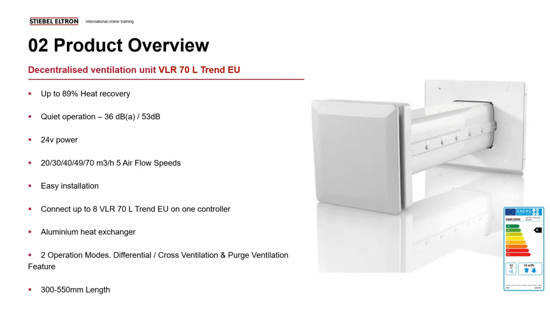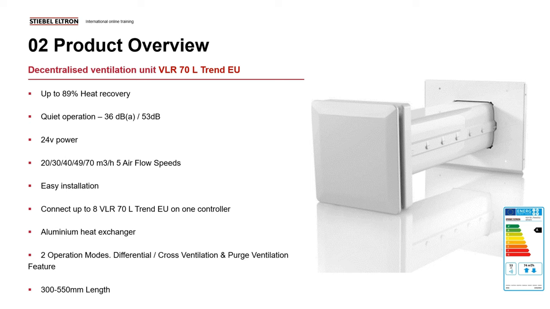Product overview. Let's take a look at the decentralized ventilation unit VLR 70L Trend EU with up to 89% heat recovery, quiet operation between 36 and 53 decibels, operating on 24 volt power. The unit has 5 fan speeds between 20 cubic meters per hour and 70 cubic meters per hour on purge setting. The unit is easy to install and up to 8 units can be connected on one controller.